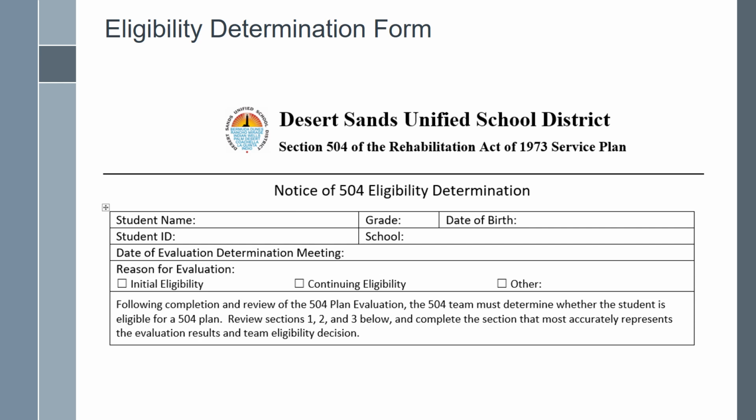To document the eligibility determination, the team would use the Notice of 504 Eligibility Determination form. The top of this form includes general information regarding the student and both reason and date of the evaluation meeting during which eligibility determination was made. Per the instructions near the top of the form, the team is to review the three sections of the form and select the most appropriate one based on the student's evaluation.